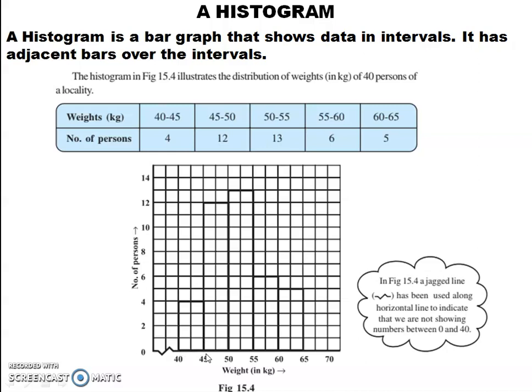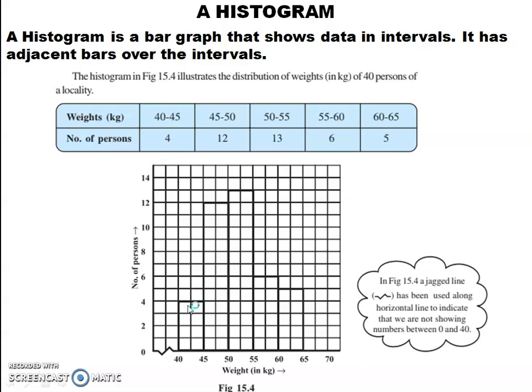Here it is 40 and 45. The bar is drawn between 40 and 45. That means this histogram illustrates the distribution of weights of people of a locality. So weight in kilograms, 40 to 45. 40 to 45 means it will include 40 kg, 41 kg, 42 kg, 43 kg and 44 kg. Such people, 4 persons are there in this interval. So 4 people are there.